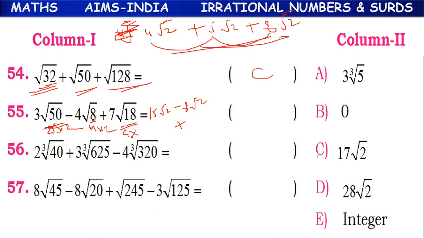18 we can write as 9 into 2. Root of 9 is 3. 3 sevens are 21. 21 root 2. We have to add the plus values. 21 plus 15, 36. 36 minus 8, 28. 28 root 2. So D option is the correct answer. Next.